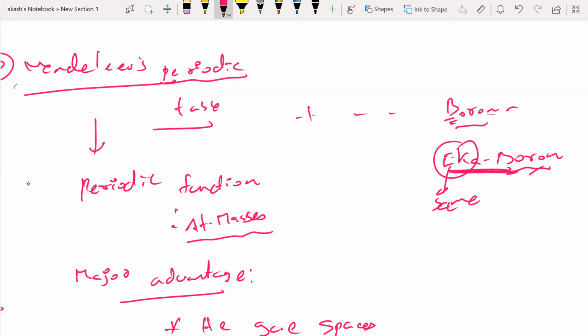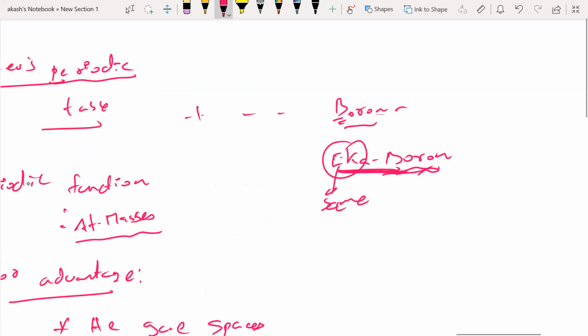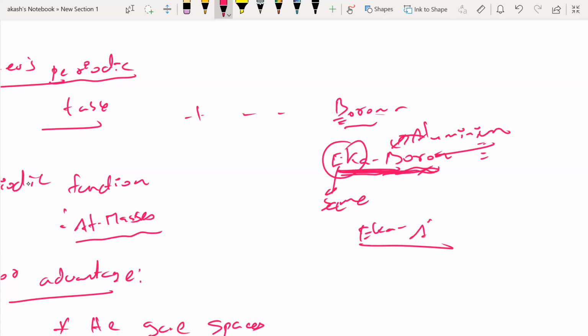After this element was found, it turned out to be aluminium. This place was empty, and he was still alive when aluminium was discovered. Then they removed the place of Eka boron and aluminium came into it. After that also some empty places were there, and he called one Eka aluminium because it is going to behave like aluminium, with similar properties. And after his death, this particular element was found out, and it was found to be germanium.